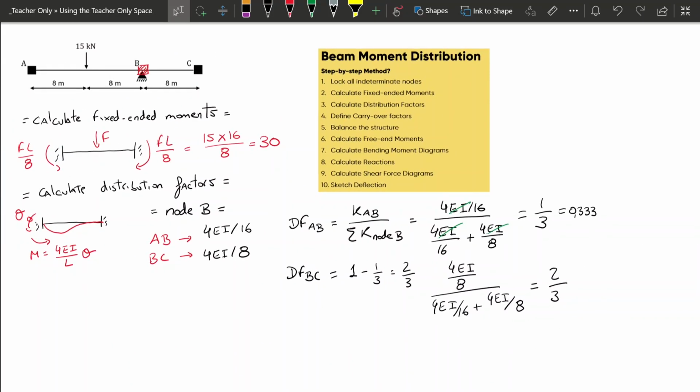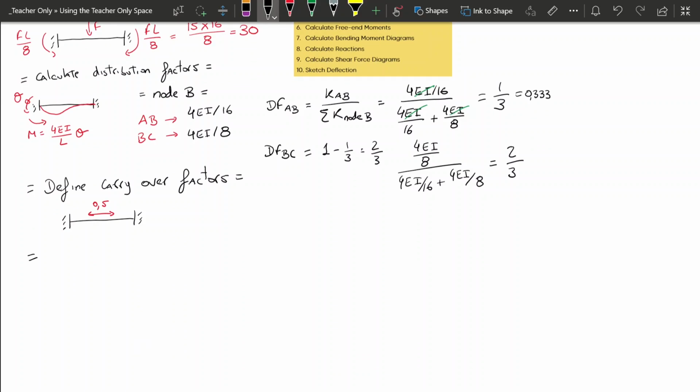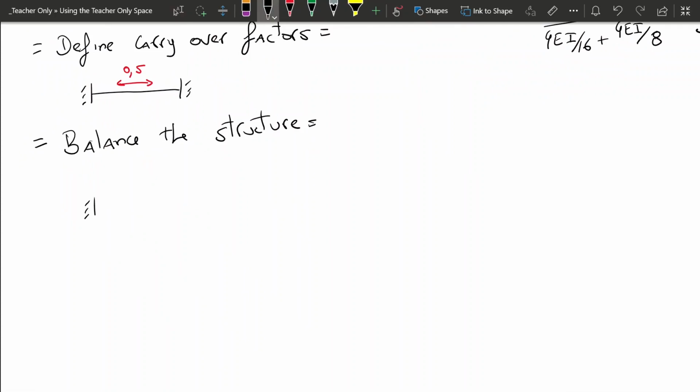Next one is carryover factors. In this case, the only thing we need to know is that between 2 fixed supports, there are carryover factors in 2 directions that are equal to 0.5. Now we get to the more complicated step, which is to balance the structure. And here I advise you to draw the structure from the beginning, then make sure you have the distribution factors where you need them. So in this particular case, at node B, we have 1/3 for this bar and 2/3 for this bar, and draw the carryover factors as well, so you don't forget to apply them.